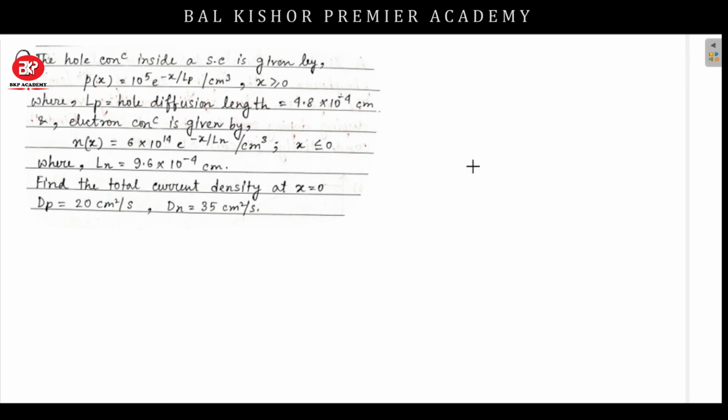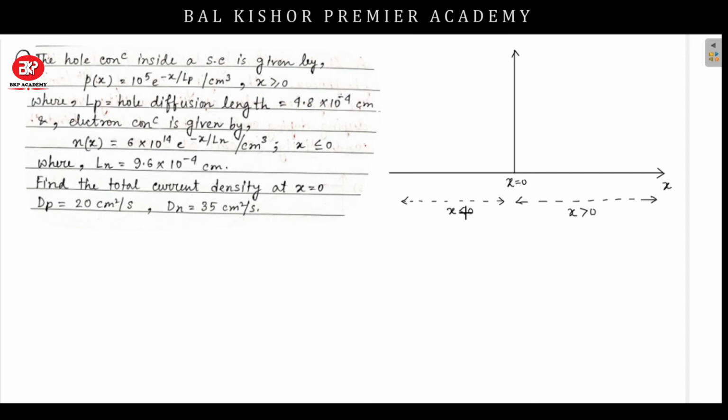So let us make a diagram like this. Let us say this is the x-axis, and on it we are plotting the carrier concentration. If this is the x axis, then x equals 0 here. This region is where x is greater than 0, and the left side region is where x is less than 0.